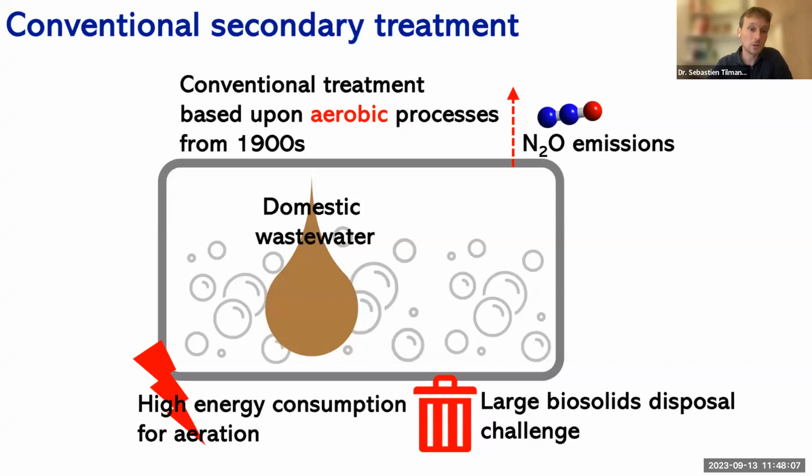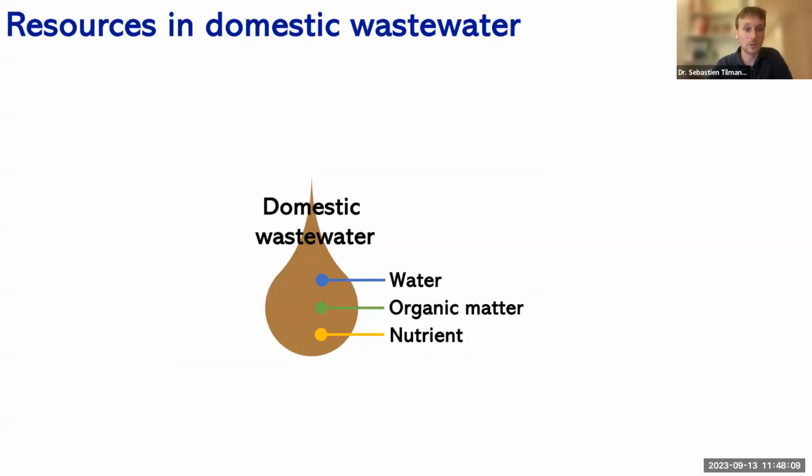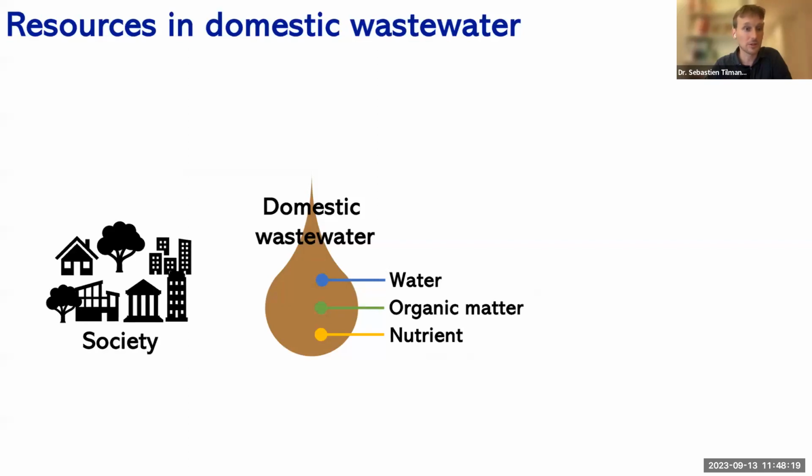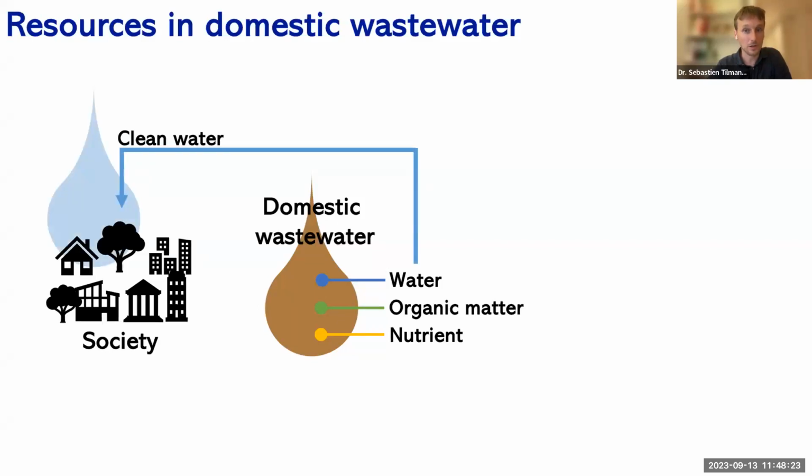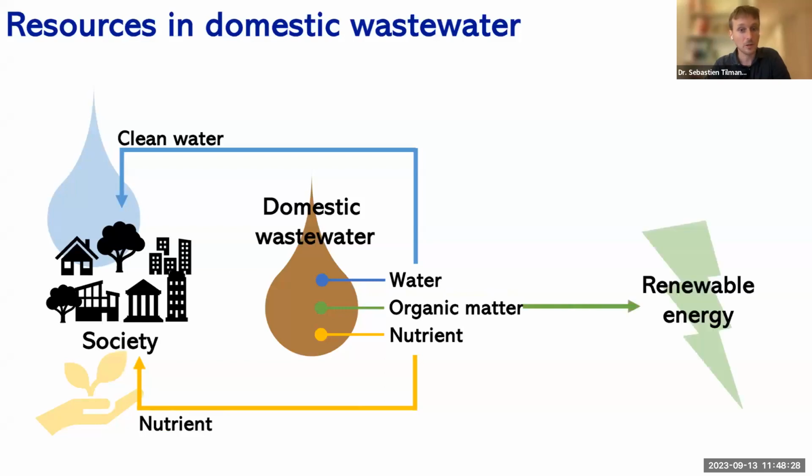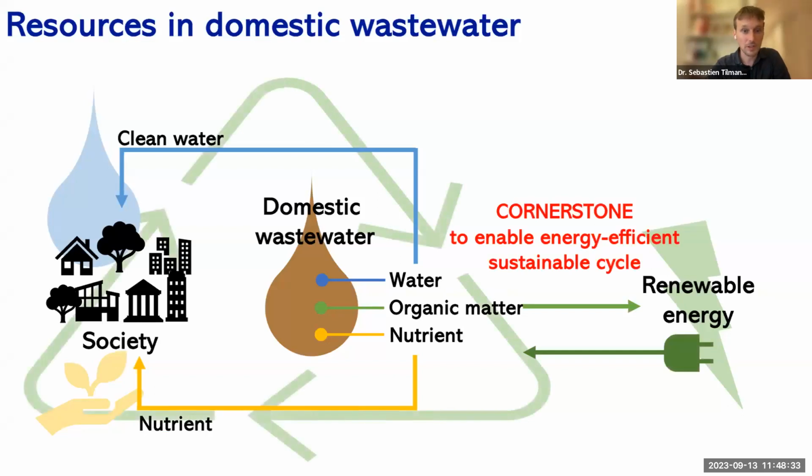So what can we do? What do we think about? Well, we think about domestic wastewater as a set of resources. There's water, there's organic matter, there's nutrients, there's other resources that I won't talk about today. But how can we use those resources to provide benefits for society? Well, we can generate clean water, we can provide nutrients in the form of fertilizers for food, and we can also provide renewable energy. And if we can achieve all three of those things, then we're using domestic wastewater as a cornerstone to enable energy efficient, sustainable cycles.